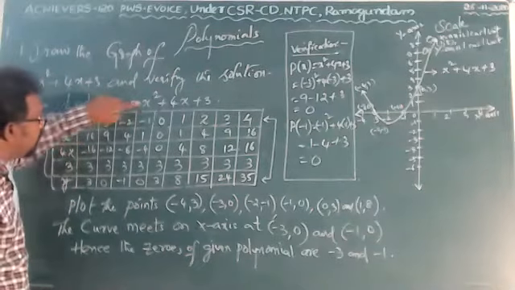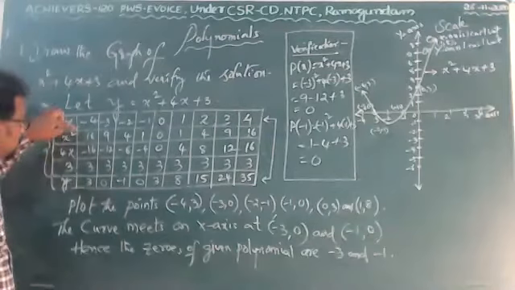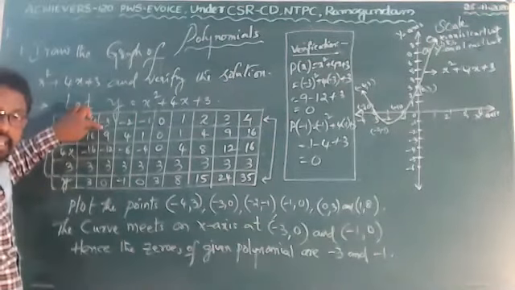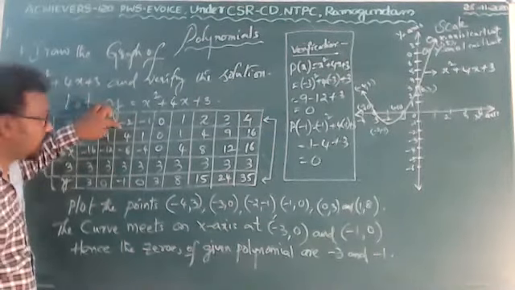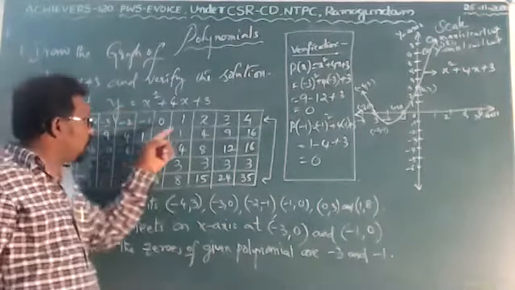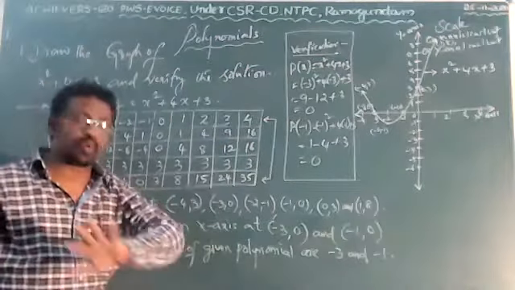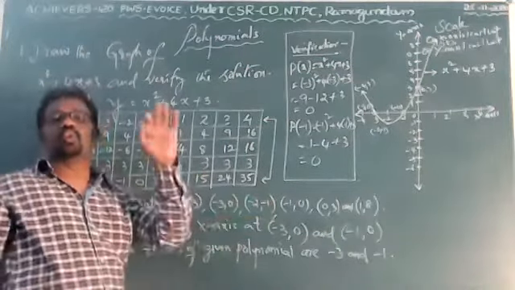Substitute the value of x here, -4. -4 into -4 is plus 16. -3 into -3 is plus 9. Like that, minus 1 into minus 1 is 1. 0 square is 0, 1 square, 2 square, 3 square, 4 square. And take the x values standardly from -4 to +4.